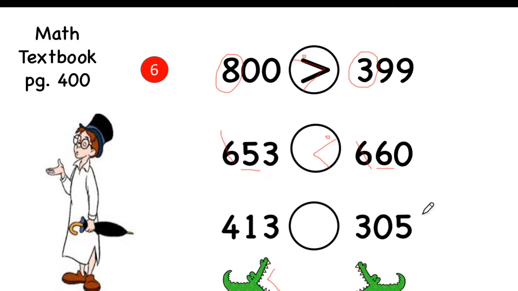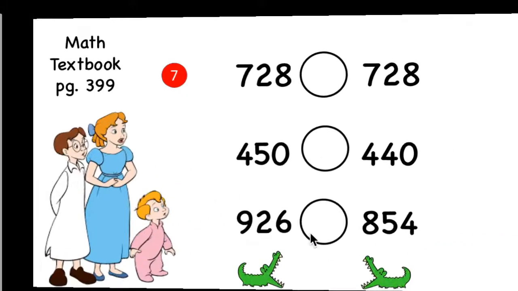413 and 305. We have different digits for the hundreds, so we will start with hundreds. Here we have 4 and here we have 3. Which one is greater? 4 is greater, so that means that this number is greater and Pac-Man is ready to eat it with his big mouth open. Greater number, the Pac-Man goes to eat it. His mouth opens this way. Just check if I draw my Pac-Man correctly, this way, and here that way. Very good.